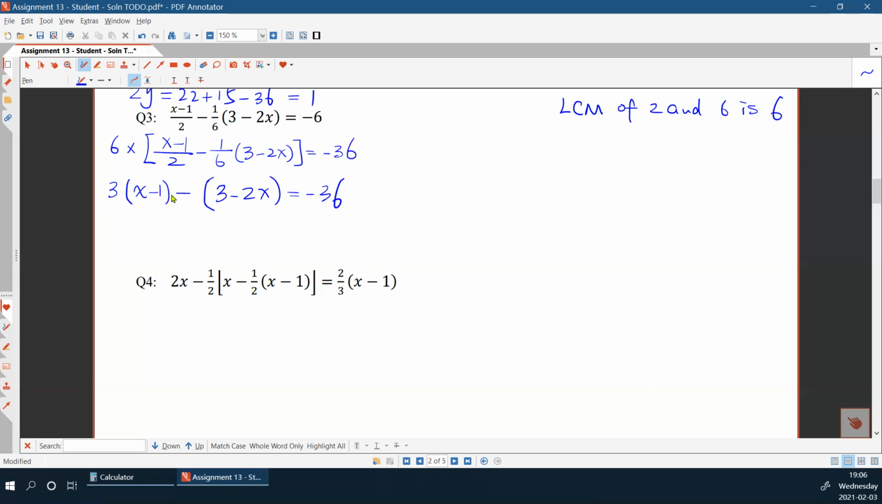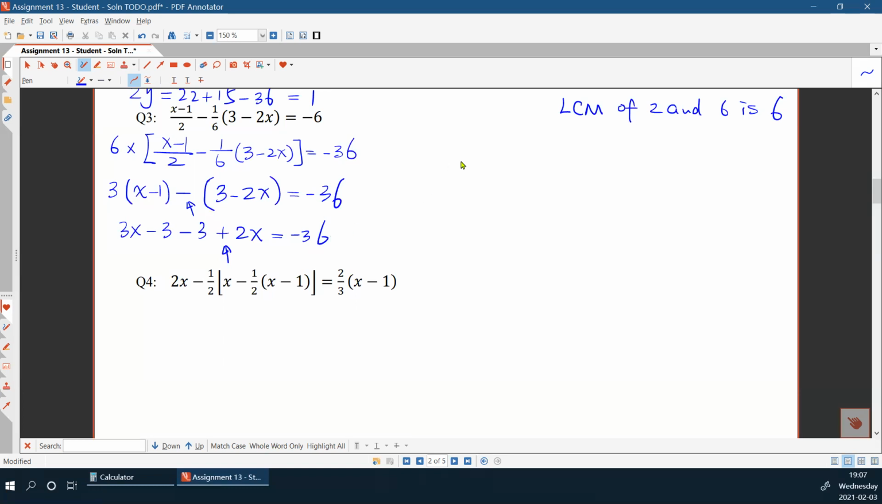And next step, we can expand all the terms and remove all the brackets, which gives you 3x minus 3 minus 3 plus 2x, right? Pay attention to the sign here, because here you have a minus sign. And when you remove the brackets, everything inside it has the opposite sign. Okay, then equals minus 36.